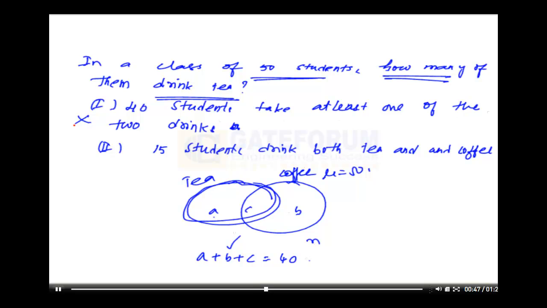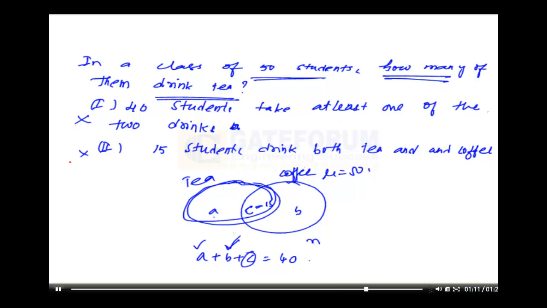Now let us look into statement 2. 15 students take both the drinks. That is C is given as 15. As we have no information about B, or simply we don't have any information about A. If we know B, we can find A. If we know A, we can find B. So we cannot answer this question by only statement 2.